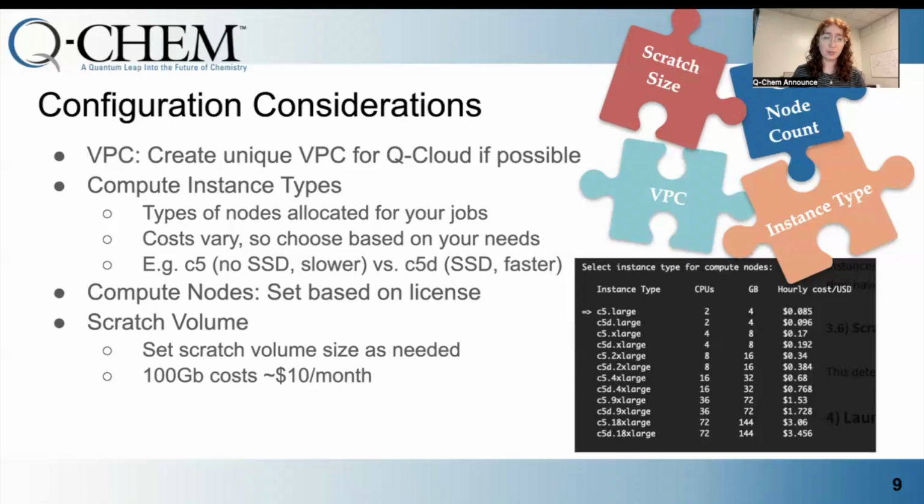In terms of the number of compute nodes, that's set based on the license that you have, so just make sure you select the correct one there. And in terms of scratch volume, that's also going to depend on the type of molecule and the type of calculation that you're running. Just as a frame of reference, 100 gigs of scratch costs about $10 a month the last time we checked.